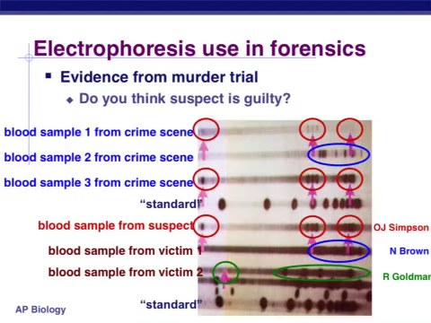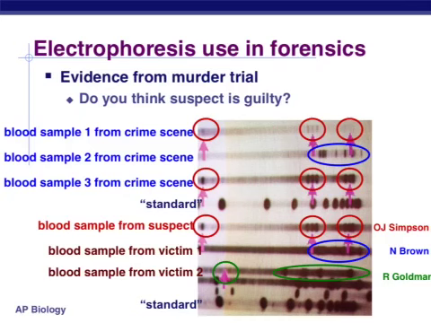All right, and then here's another example of you just looking at a gel. This one actually is kind of cool. This is a gel that was based on the O.J. Simpson trial when they suspected him of murdering his wife Nicole and her friend Ron Goldman, or Ronald Goldman, whatever his name was.